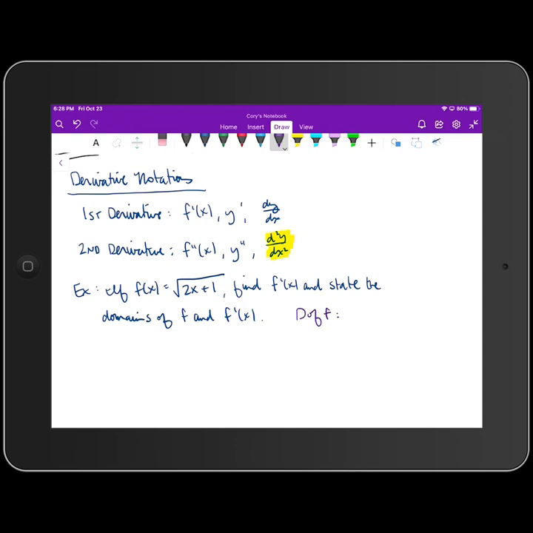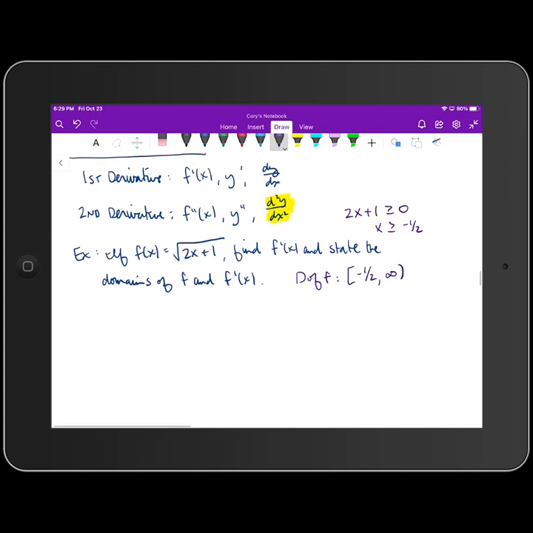So if f is a square root function, we can say that the argument, which is 2x plus 1, has to be greater than or equal to 0 for us to get a valid output. And when we solve the equation for x, we can subtract 1 on both sides and then divide by 2. And that's going to make x greater than or equal to negative 1/2. So we can write that in interval notation as the half closed interval from negative 1/2 to infinity. All right, now I'm going to do the domain of f prime. We have to actually figure out what f prime is first before we can take its domain.